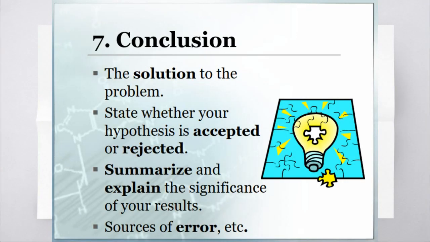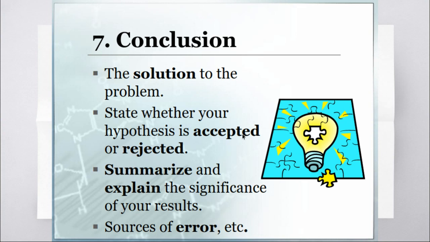After you've looked at the data in graph form, it's time to start doing a conclusion. The conclusion is the solution to the problem. Remember that problem you had at the beginning, the sunlight affect plants. Well, now it's time to answer that. There are a couple things you need in your conclusion.